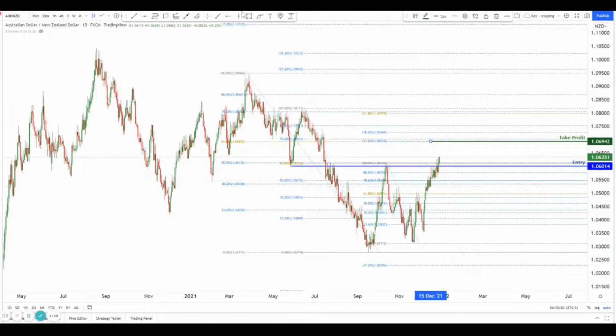And my stop loss, if I'm expecting price to make a nice push up, ideally it should not reintegrate back down here. So I'm going to put my stop loss really tight over here, down here.